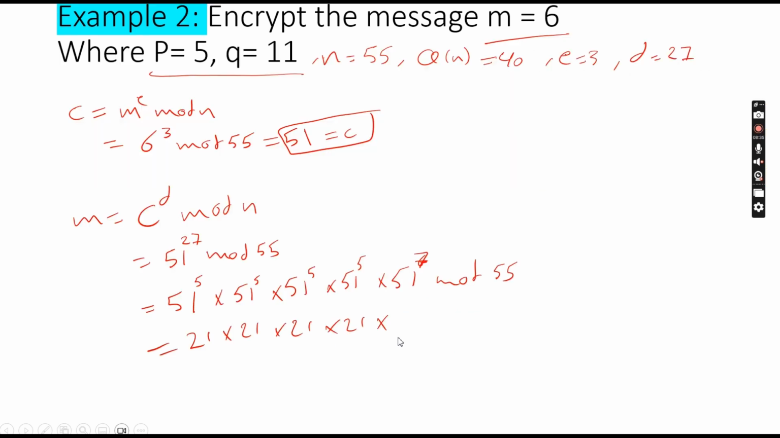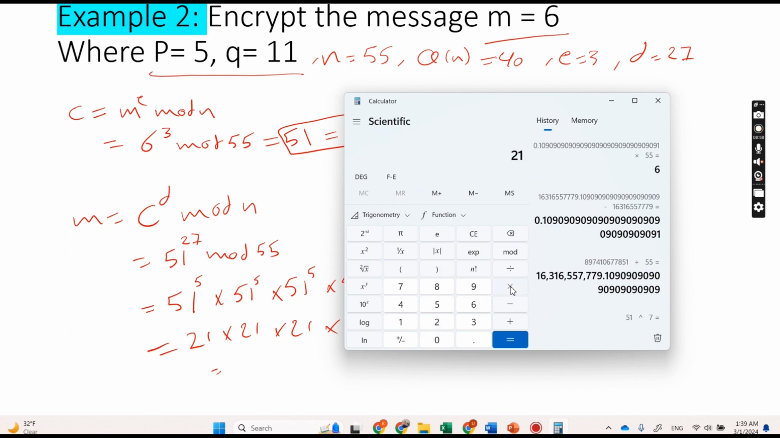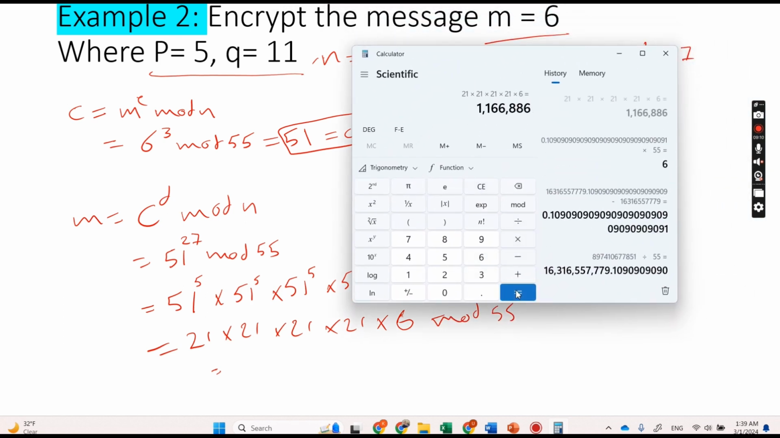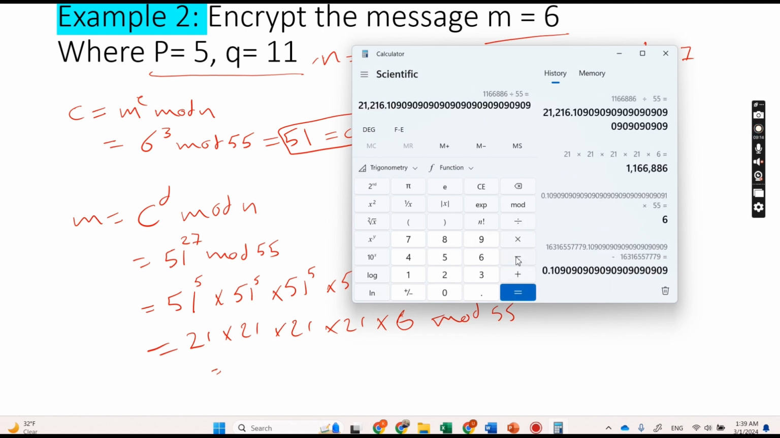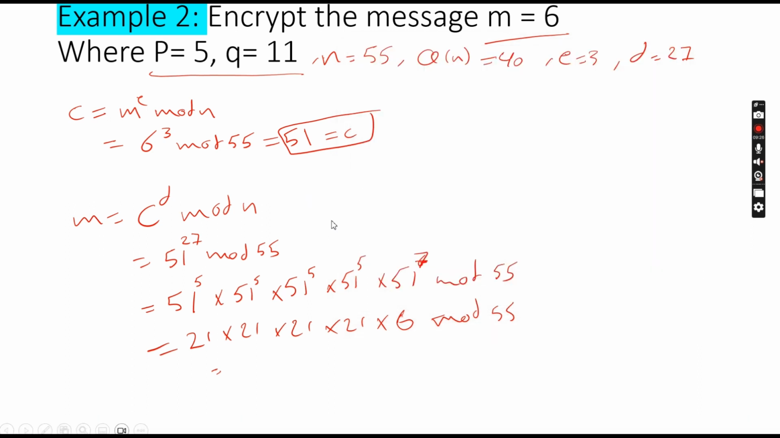Okay, so here we have 6. Sorry, so here we have 6. Mod 55, sorry for that. So let's calculate this one again. Calculator. 21 multiplied by 21 multiplied by 21 multiplied by 21, 4 times, multiplied by 6. Divided by 55, minus 21216, multiplied by 55. So the answer is 6, which is the main message. So our solution is correct.